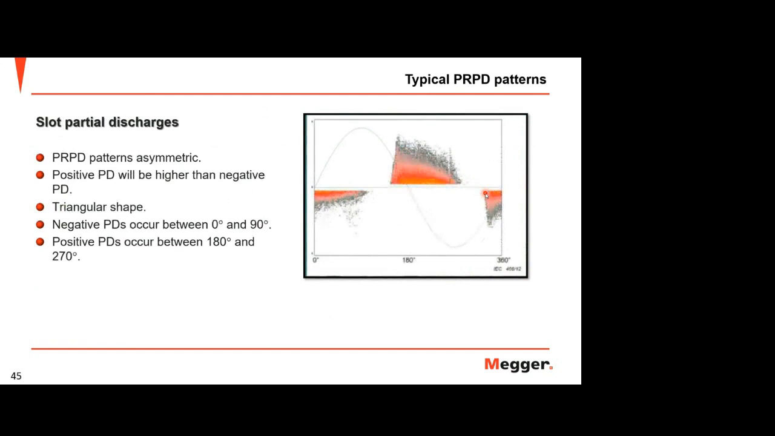And this is slot partial discharge. It is a very specific pattern like this. The PRPD pattern is asymmetric. Positive PD will be higher than negative PD, with a triangular shape. This is the phase location, 0 to 90 and 180 to 270. Actually, this is moved a little bit because the zero crossing should be around here, because this is on the other phase. The pattern looks like 180 degrees.